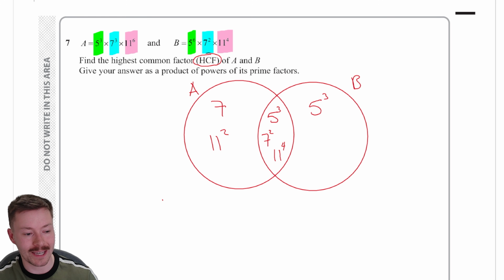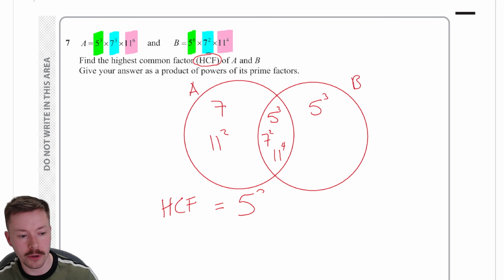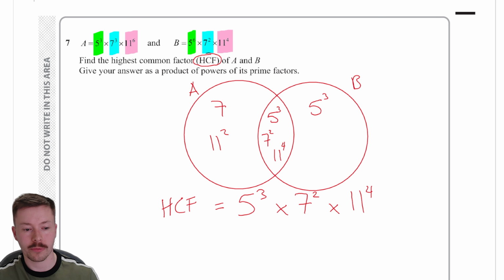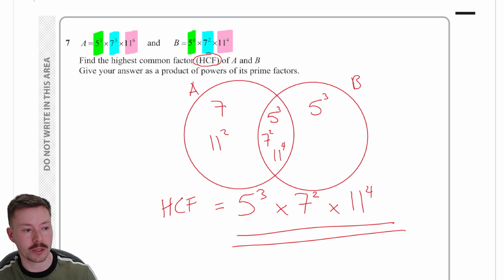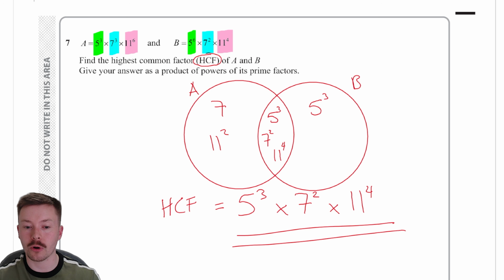Now, like I said, for the highest common factor, that is the middle where they cross over, so it's going to be 5 cubed times 7 squared times 11 to the power of 4. That's my answer, because it says in the question, give your answer as a product of powers of its prime factors. So we just give it in the same way that we were given A and B in the question.